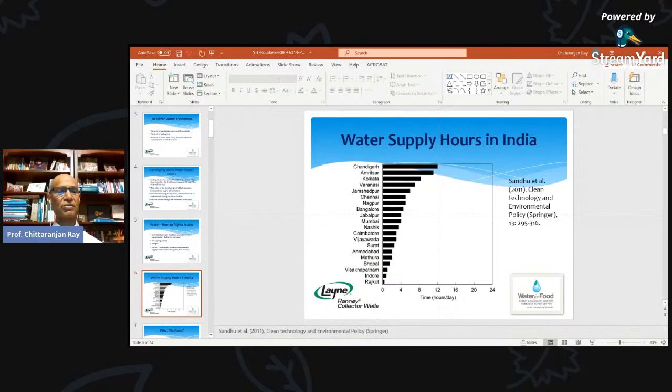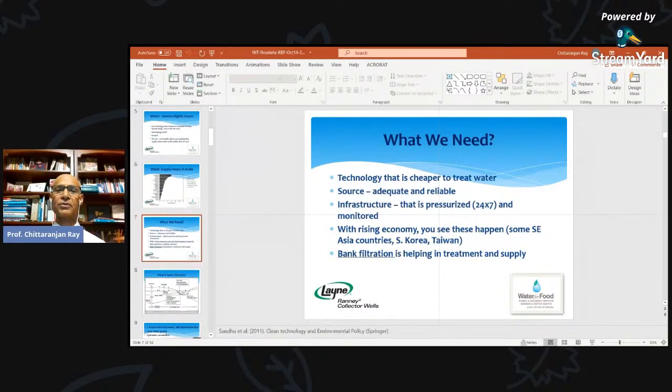You have to have some storage system to hold your water and then treat it before you drink. So what we need here is technology that is cheaper to treat the water, the source. It has to have an adequate amount of water and a reliable source. The infrastructure for a pressurized 24-hour supply is difficult, and also it has to be monitored.